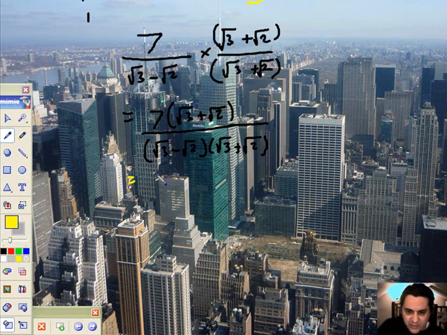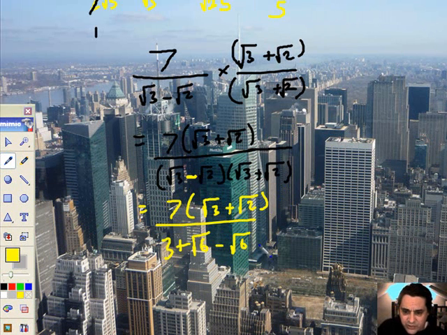Right, top bit, no change there. 7 lots of root 3 plus root 2. I might deal with you later. Right, root 3 times root 3 is root 9, otherwise known as 3. Root 3 times root 2 is root 6, plus root 6. Root 2 times root 3, again, it's going to be the minus root 6 because of the negative just there. And minus root 2 times root 2 is minus root 4.